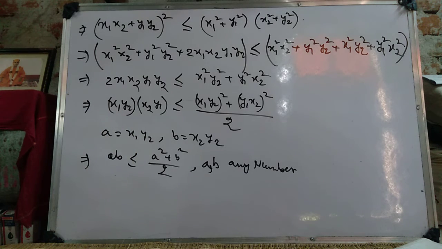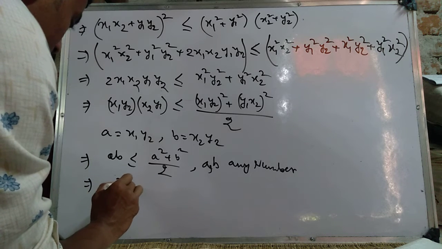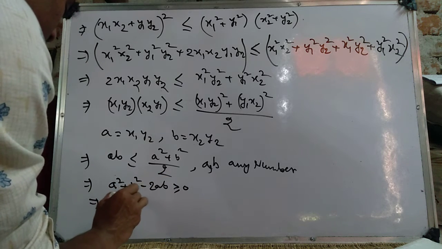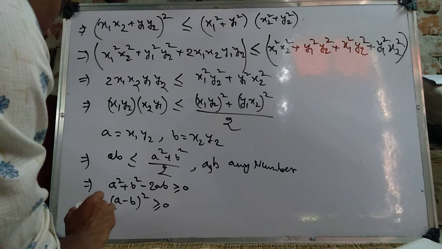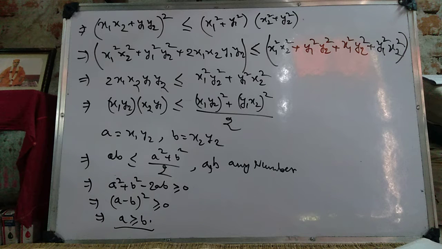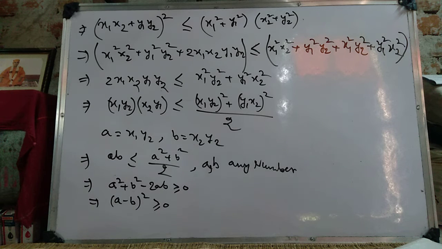Two easy consequence. Two easy consequence means what? We are also talking about a square plus b square minus 2ab greater than or equal to 0. This implies a minus b whole square greater than or equal to 0. Sorry. So a minus b whole square greater than or equal to 0. From this we also get this one, the whole result. That means the whole result we get from where?